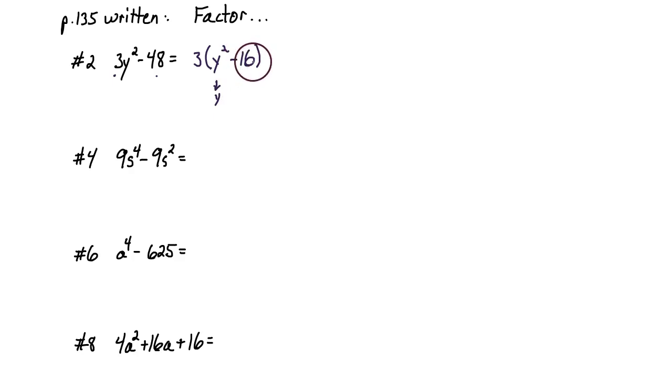Is the number 16 a perfect square? Yes, it is, because its square root is 4. So because these square roots are nice whole numbers, we know it's a difference of squares. The pattern is 2 sets of parentheses. Y times y was the y squared, and positive 4 times negative 4 was the negative 16.